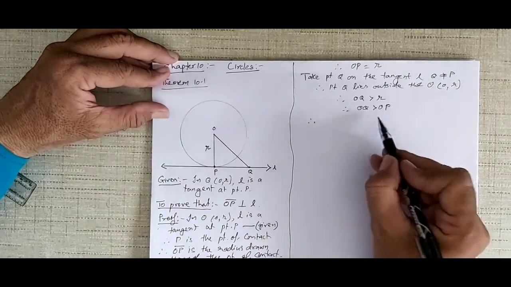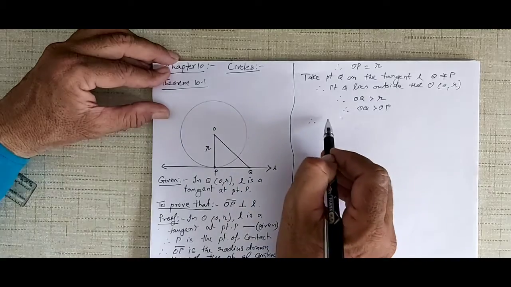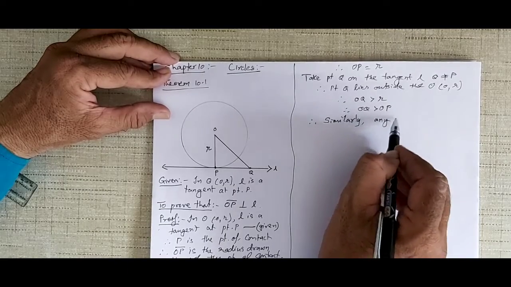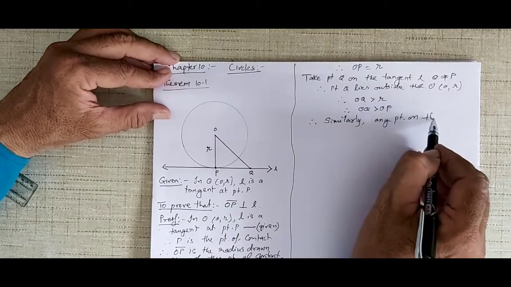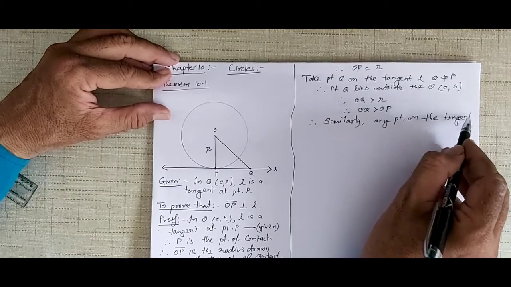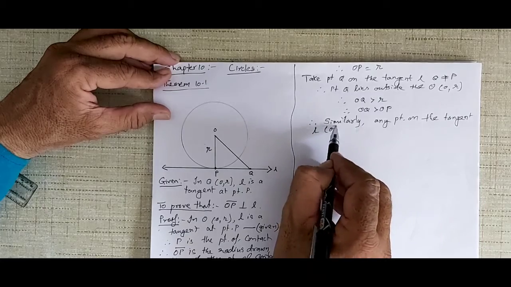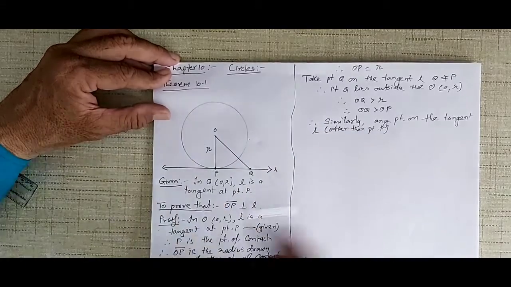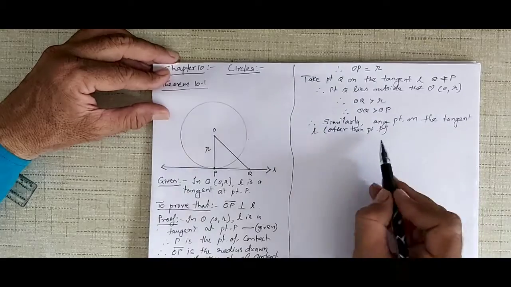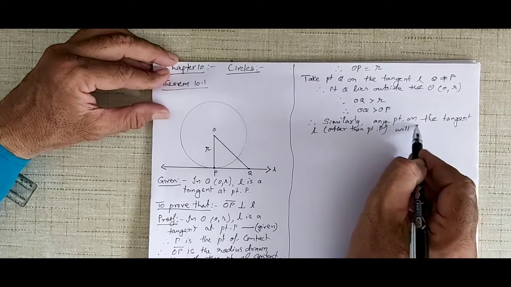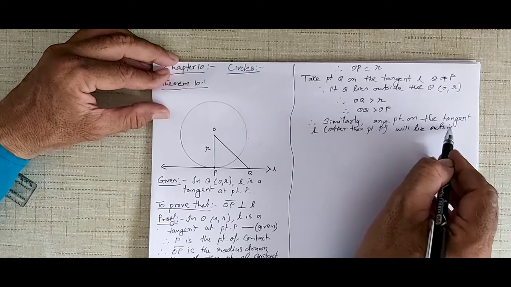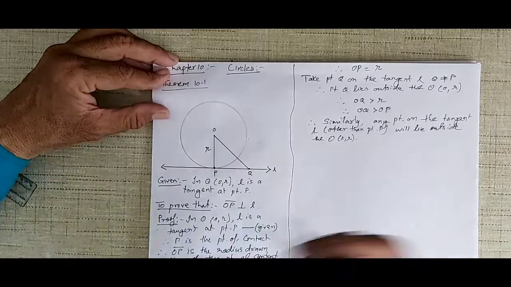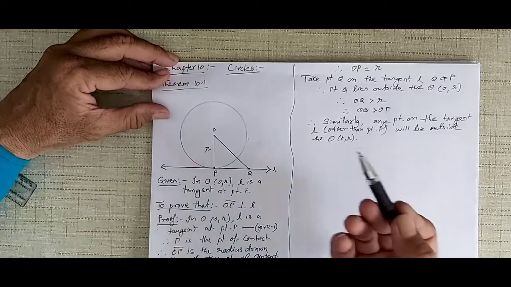So similarly, any other point on the tangent L other than point P will lie outside the circle with center O and radius R. That means all those points, if we take R, S, whatever, will be at a distance greater than the radius.